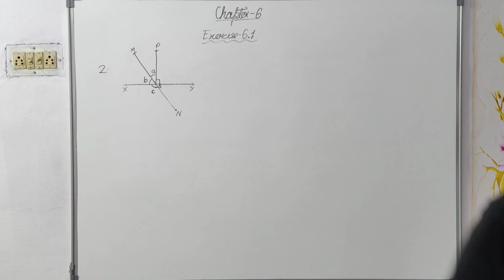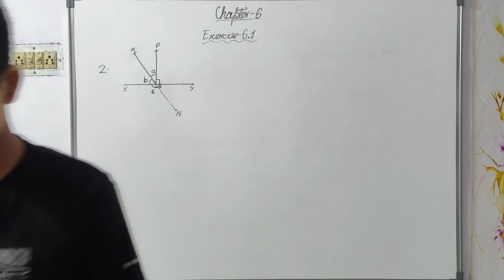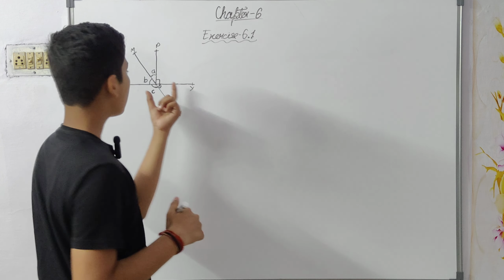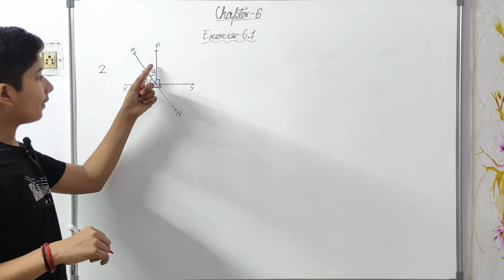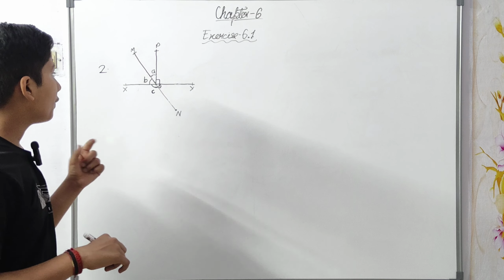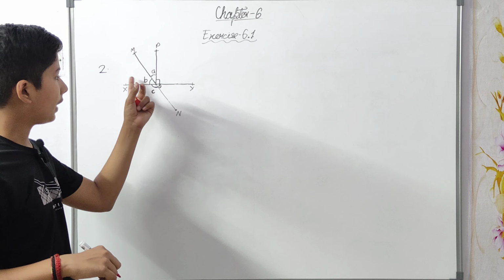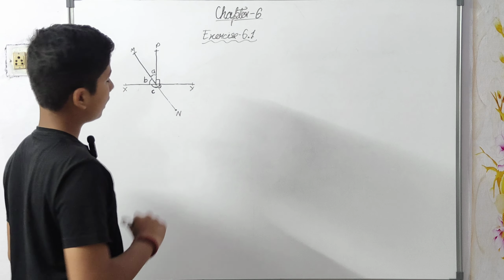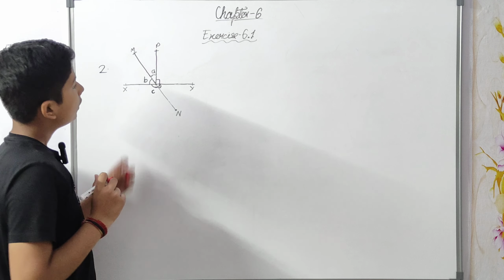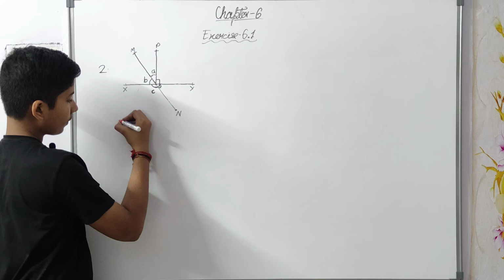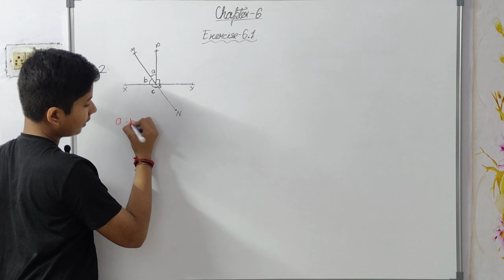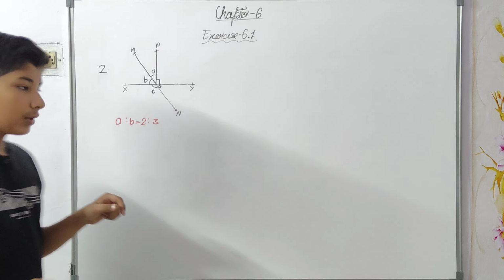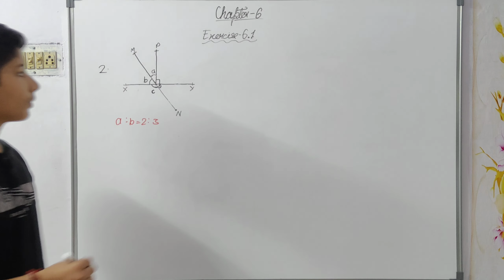So friends, now we start with this question. Okay, so let me take another marker and now let's start. In this question we have to find the value of angle C. So how will we find the value of angle C? Firstly, we have to add all of these and subtract them from 360 degrees. And it is given that A is to B equals 2 is to 3.